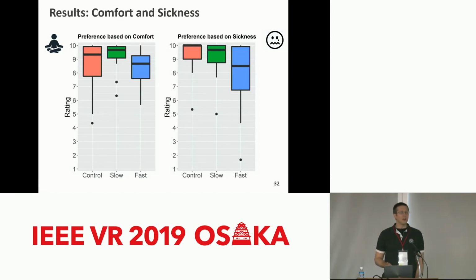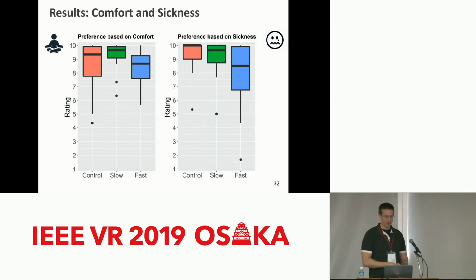The slow variation, the green bars here, had pretty high ratings in terms of comfort. And the ratings are also still pretty good when you consider sickness. So the red box here is the control. The green is your slow version. And a high rating here, even on the sickness side, means in terms of concern for sickness, that it's good. High is positive.